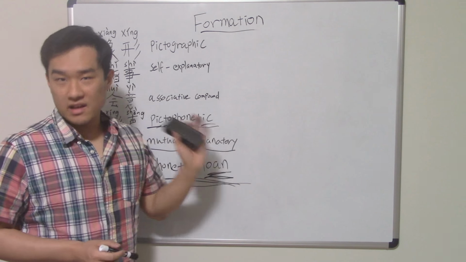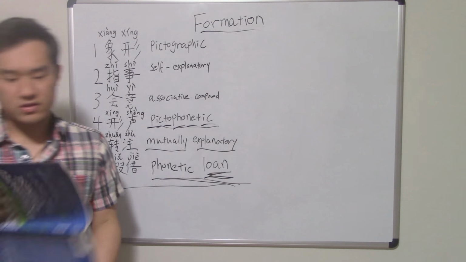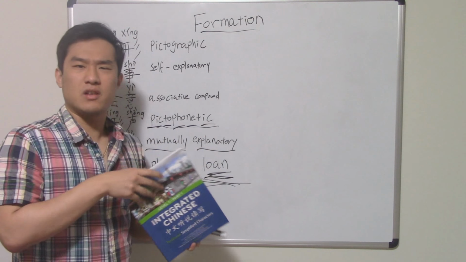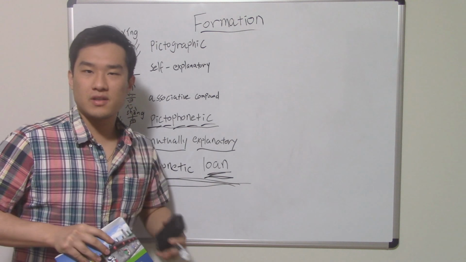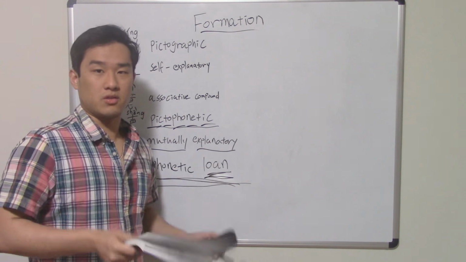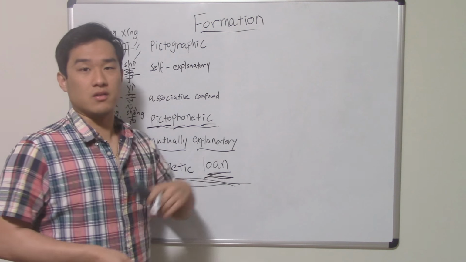All these things are simply from one book I've been using, and it's this book. It's called Integrated Chinese. A lot of universities, classes, teachers, and professors are using this book to teach students, and it's a very good standardized book for a lot of beginners.